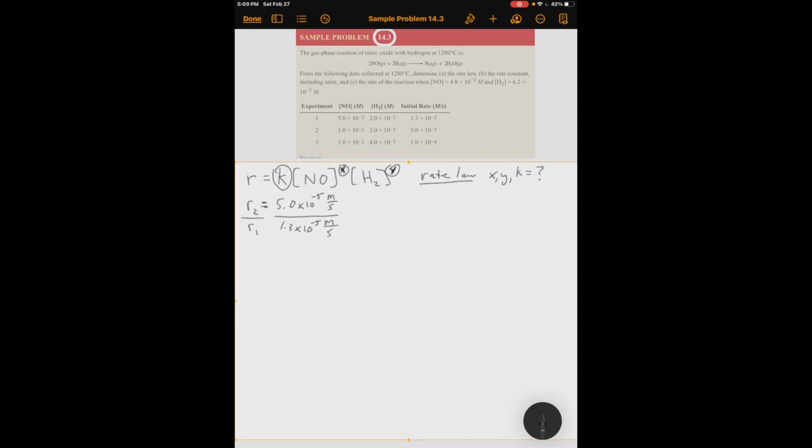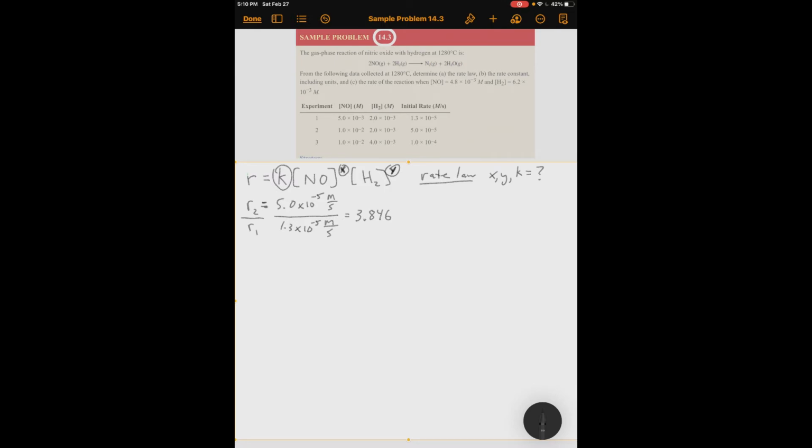You can if you want to play little math games, but in general, the one in the numerator should be the one which is a larger number. Now, 5.0 divided by 1.3 is 3.846. I don't know why they picked such numbers. That's unitless though, right? Because the units are going to cancel.